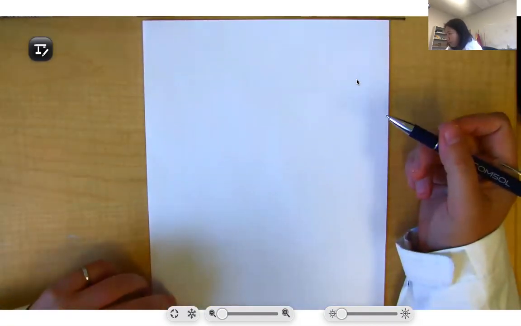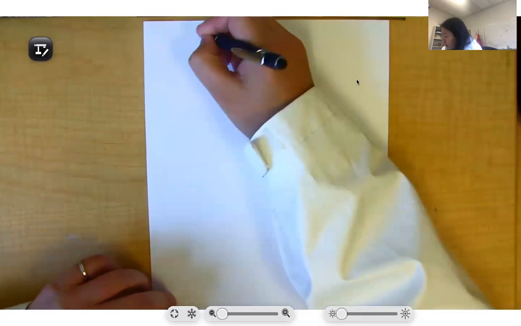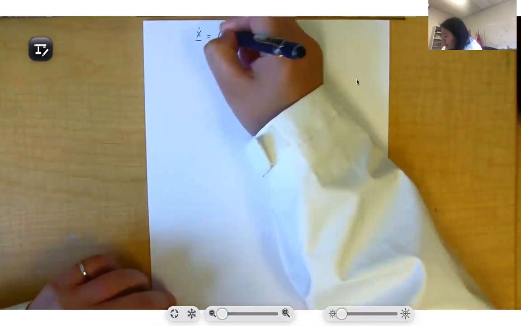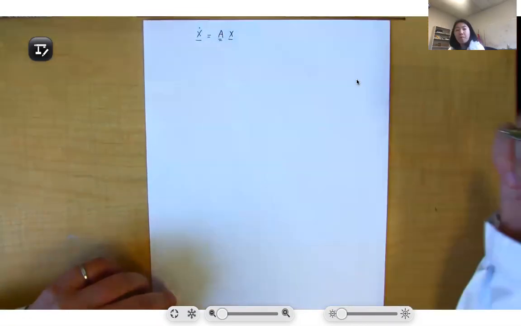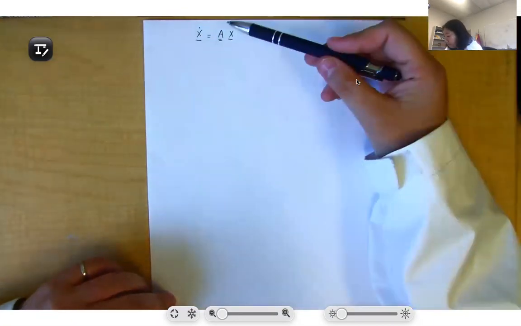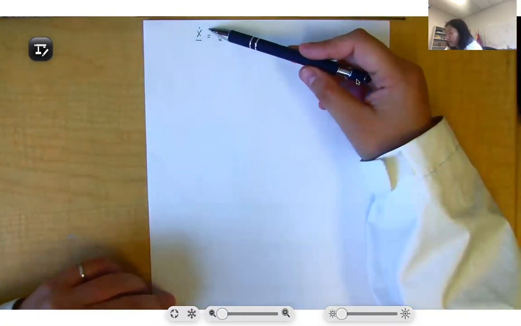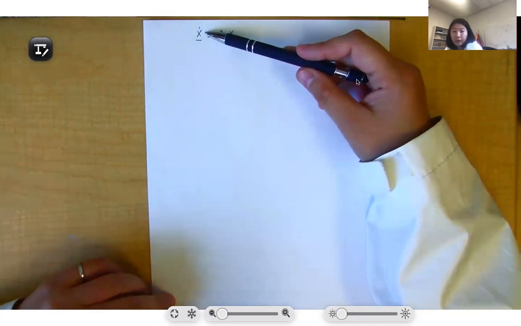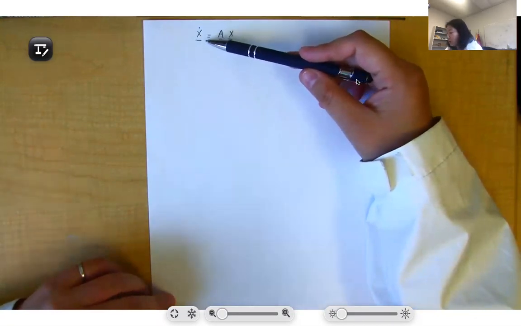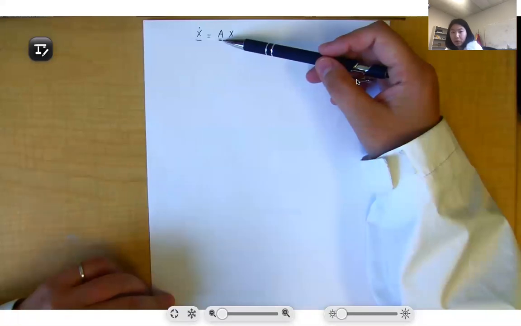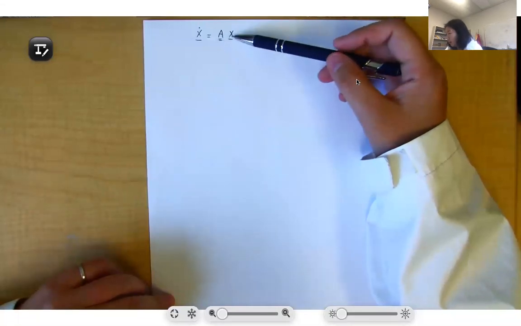Okay, now let's see how the eigenvalue eigenvector system can be applied to our ordinary differential equations. Let's try to solve a case which is x dot equals A x. Here x dot means differentiation with respect to time. So x dot equals a system matrix A times x itself.